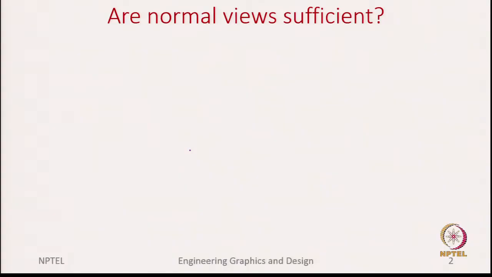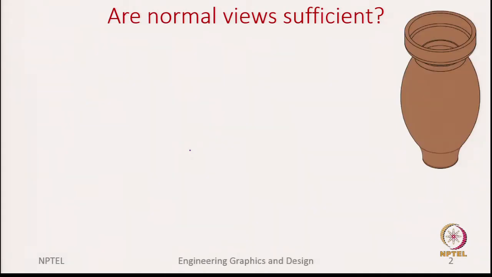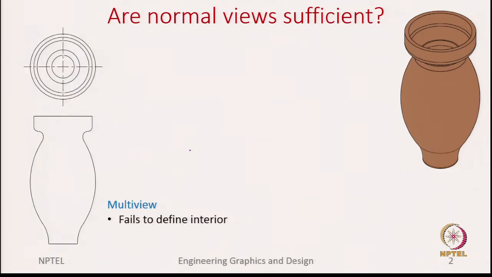So, let us give an example. Let us see it with an example. So, what you see on the screen is a simple vase, right. So, let us see what are the ways we can represent it and then we can compare and see what is a better method. Okay. So, let us first start with the normal way of doing it, which is the multi-view projections or the orthographic projections. So, we show the front view and the top view.